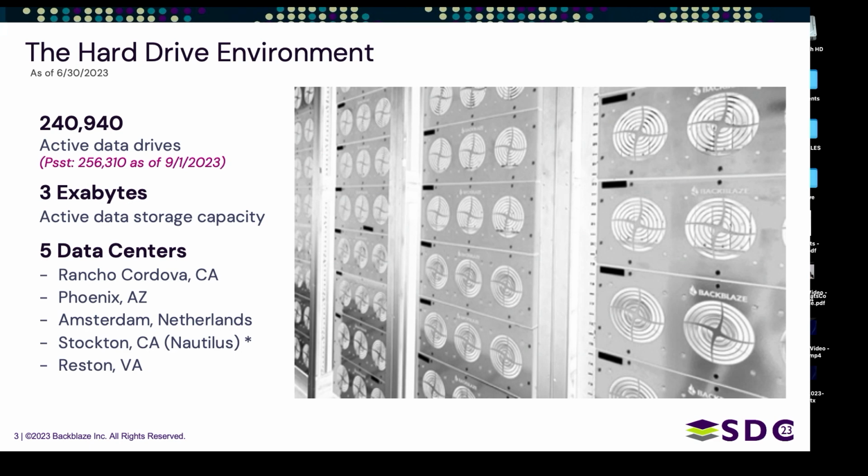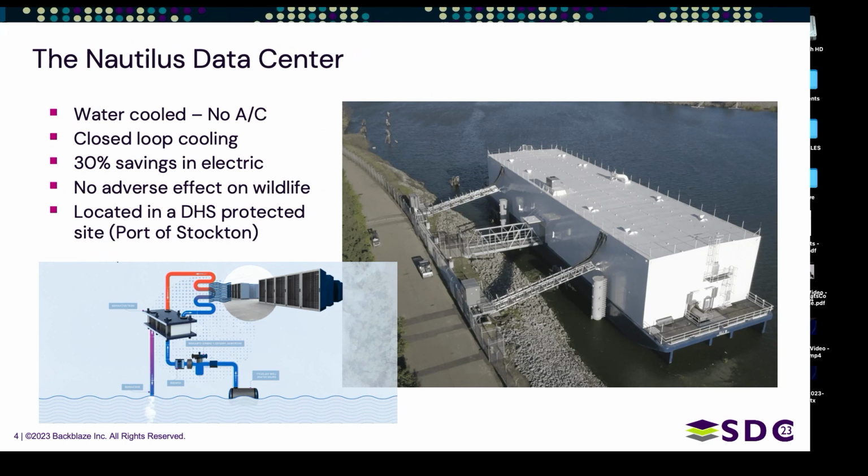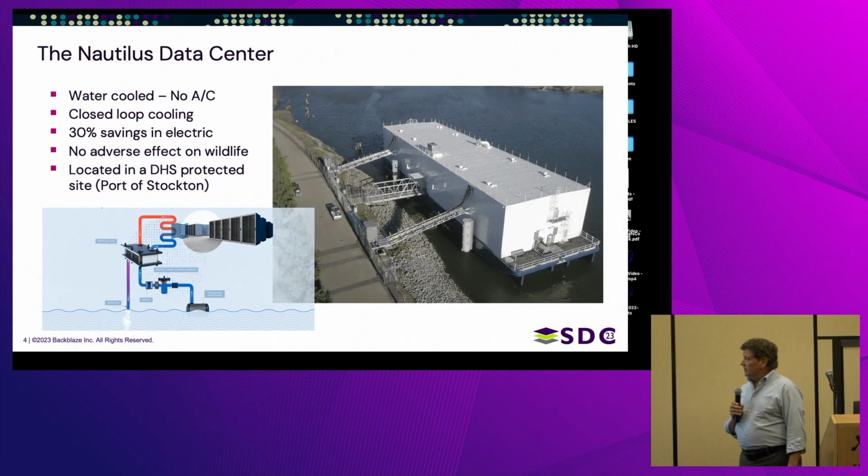I wanted to point out just because it's fun, we do have a data center on the water. This is Nautilus, the Nautilus data center out in Stockton. It's actually in the port of Stockton. And we are in one of the suites over here. Actually kind of cool. It's really awesome because we save a bunch of electricity doing this, and it doesn't bother the wildlife. The fish don't mind. So always good.